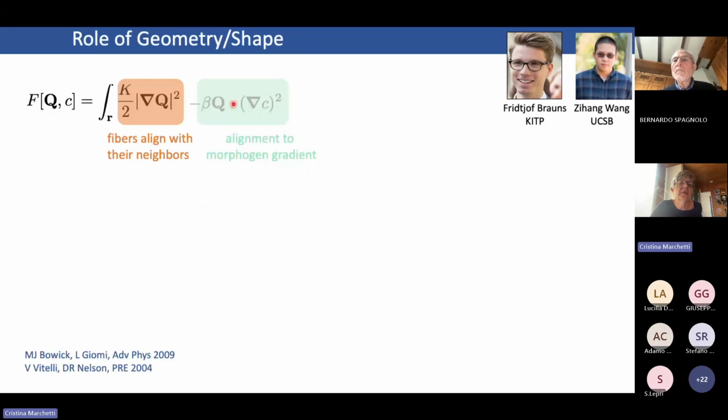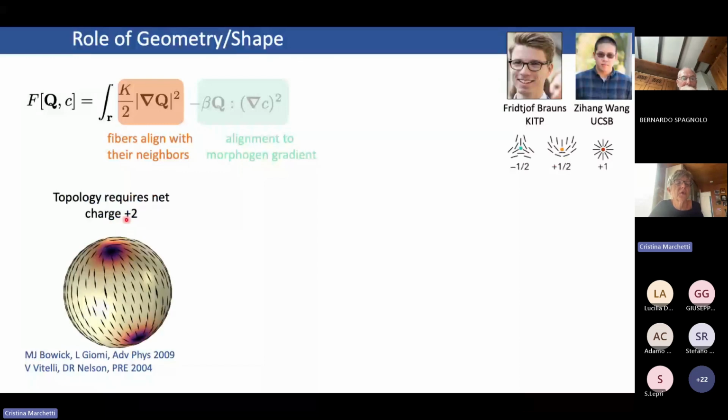Actually, at very first, let me even forget the morphogen and just ask how energy gets minimized on, say, a spherical or an ellipsoidal surface. So let me ask about the role of geometry and shape, first of all. I already mentioned before, but make it clearer now, that topology, that is a spherical structure, requires a topological charge of +2.